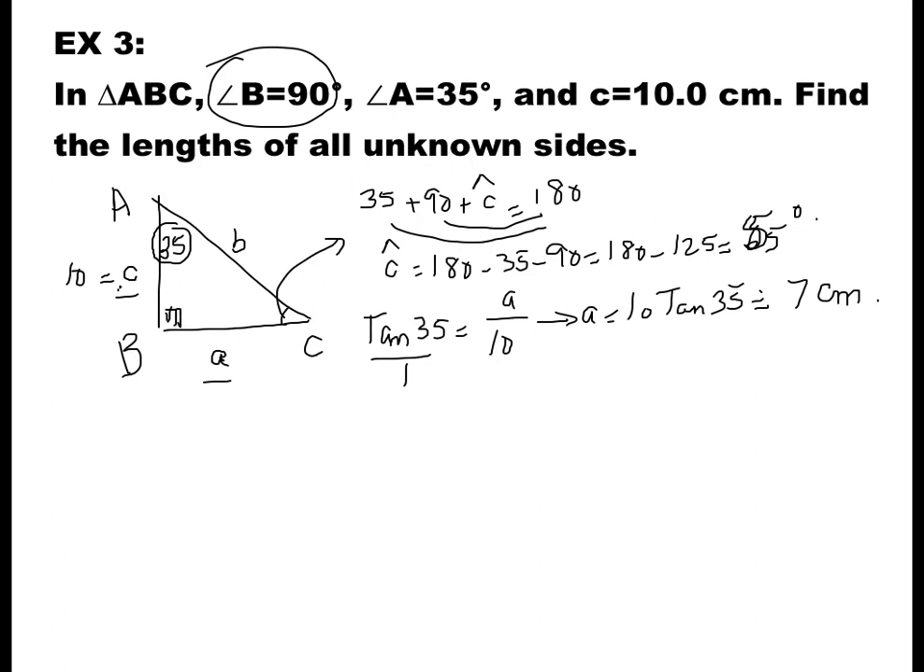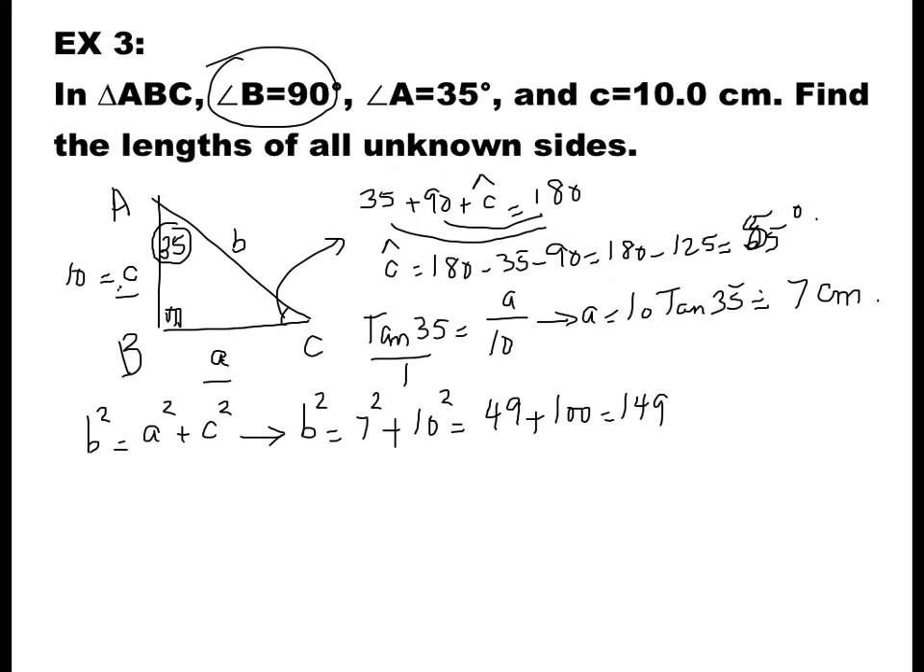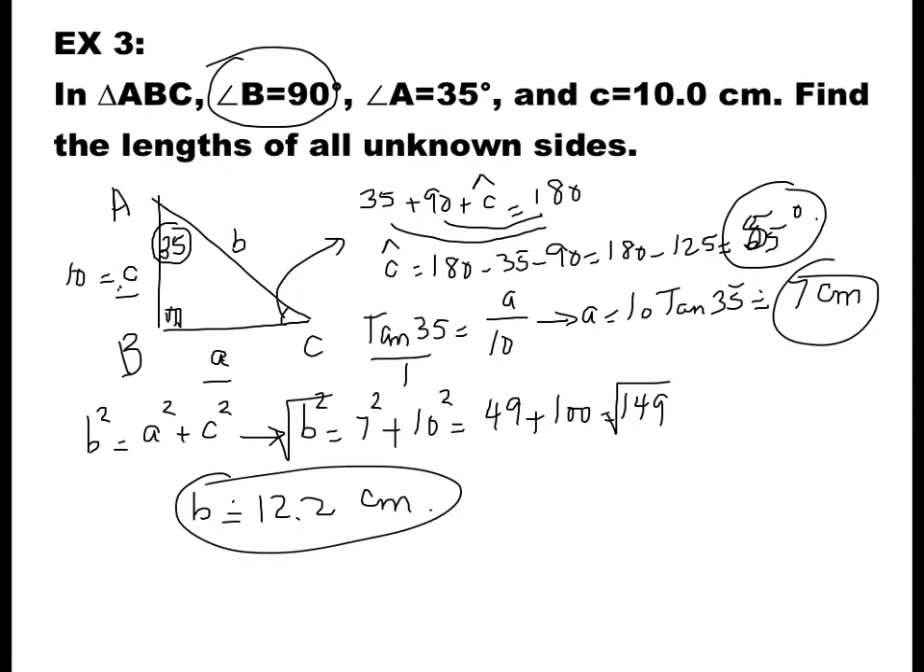I'm going to say that b squared is equal to a squared plus c squared. I know a is 7, so I'm going to say 7 squared plus c squared, which is 10 squared. 7 squared is 49, 10 squared is 100, so this is 149. Now if I take the square root of both sides, I get b is approximately 12.2 centimeters. So I found the angle C, I found the side a, and I found the side b. This means that I could solve the triangle.